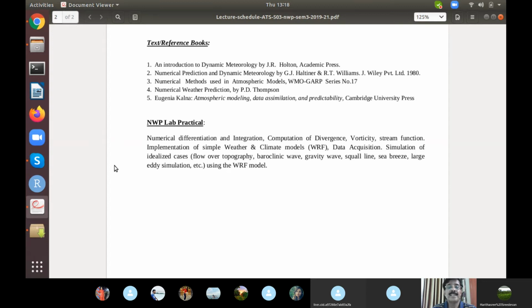So these are the reference books. And then at the bottom, you can read that it is an NWP lab practical. Okay. So we shall try to do these practicals, which include numerical differentiation, integration.